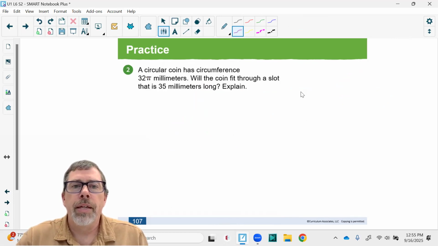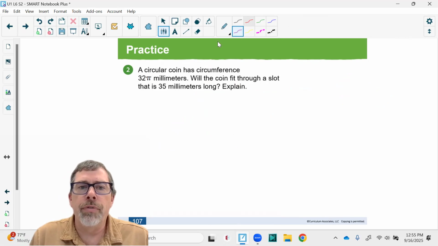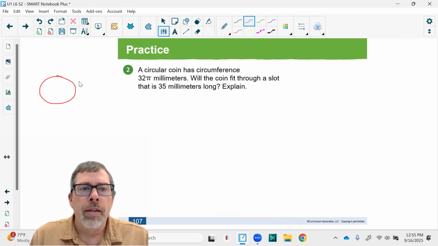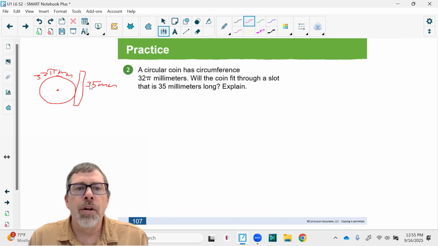Number 2. A circular coin has a circumference of 32 pi millimeters. Will the coin fit through a slot that's 35 millimeters long? So you have a coin and a coin slot that's 35 millimeters long, and you want to know if that coin will fit when the circumference is 32 pi millimeters around. So we want to find the diameter. We need to know this diameter, and it has to be less than the slot or it won't go in.